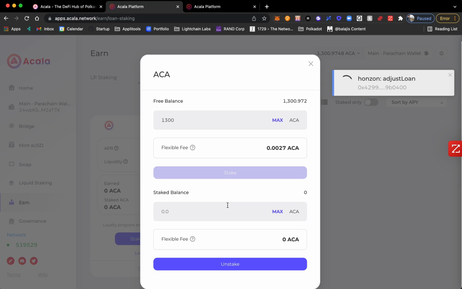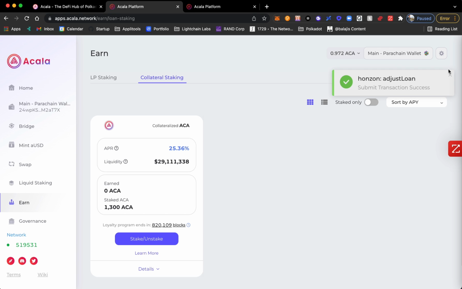So the transaction will take a couple of seconds. Just by the way, if you are experiencing any kind of error while signing the transaction, just make sure inside of your Polkadot.js wallet, you are selecting Acala Network. And here we go. I just received the Honzone Adjust Loan Submit Transaction Success notification.